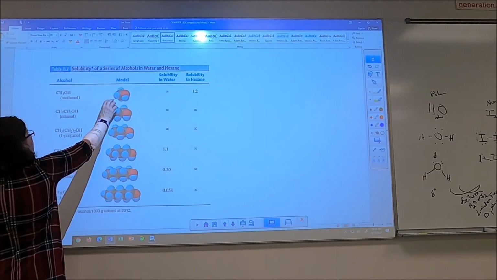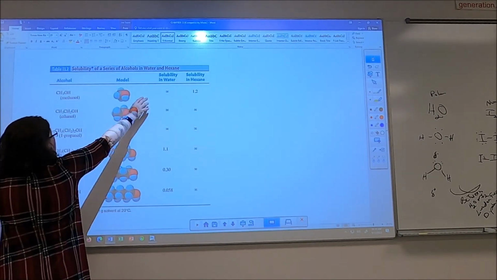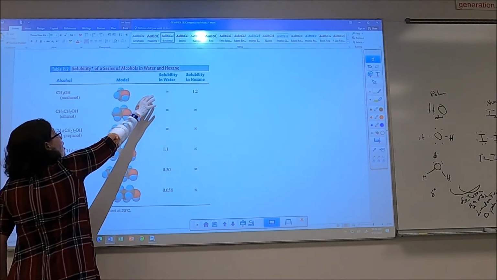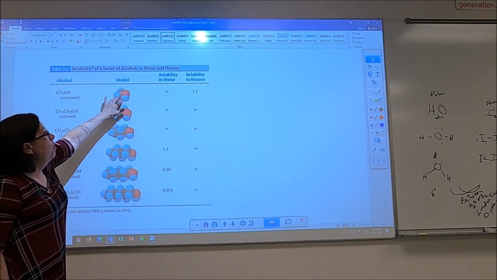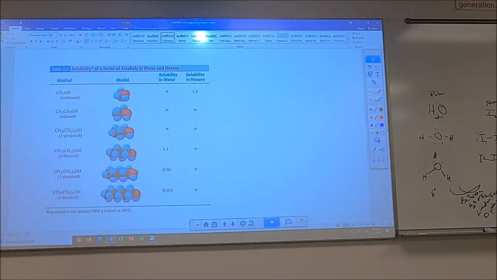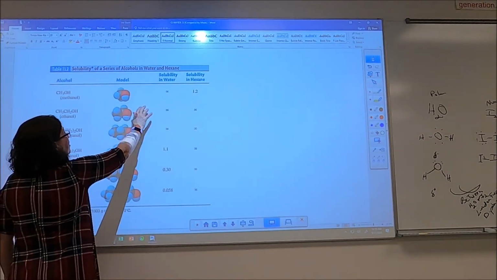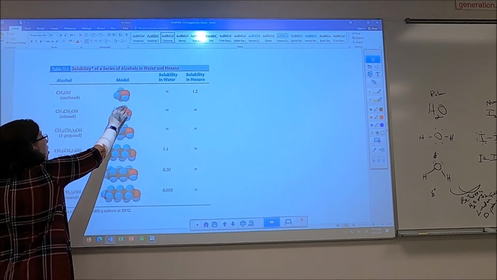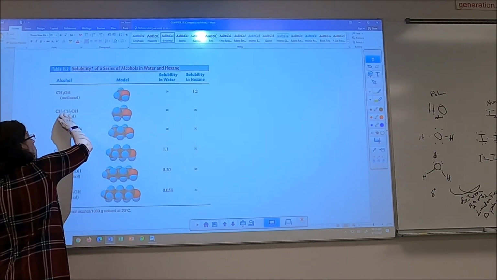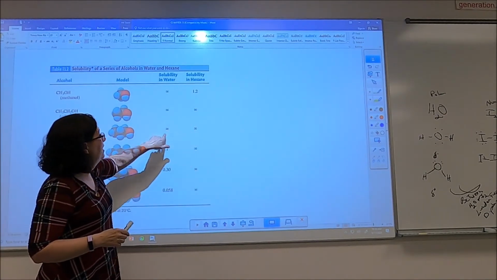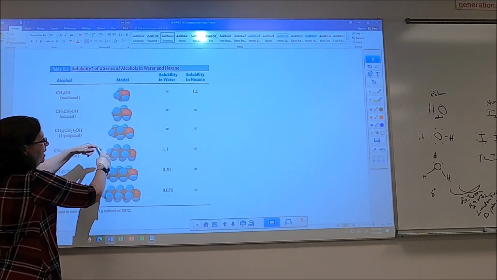Methanol is very small, so it's polar, and there's a large part of the molecule that can interact with water. So it's very water soluble, it's polar, it can hydrogen bond, and it has very low solubility in hexane because it's polar. When I get to ethanol, it still mixes well with water, but its solubility in hexane has gone up because there's a larger portion of the molecule that's carbon chain. Propanol will mix equally in both, but notice the carbon chain is growing.